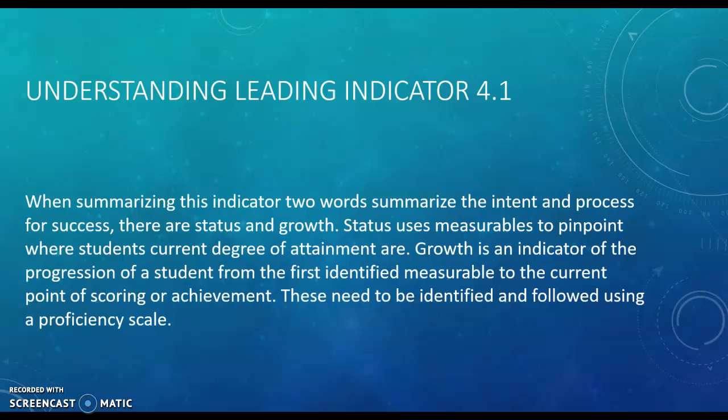Status uses measurables to pinpoint where students' current degree of attainment are. Growth is an indicator of the progression of a student from the first identified measurable to the current point of scoring or achievement. These need to be identified and followed using a proficiency scale.